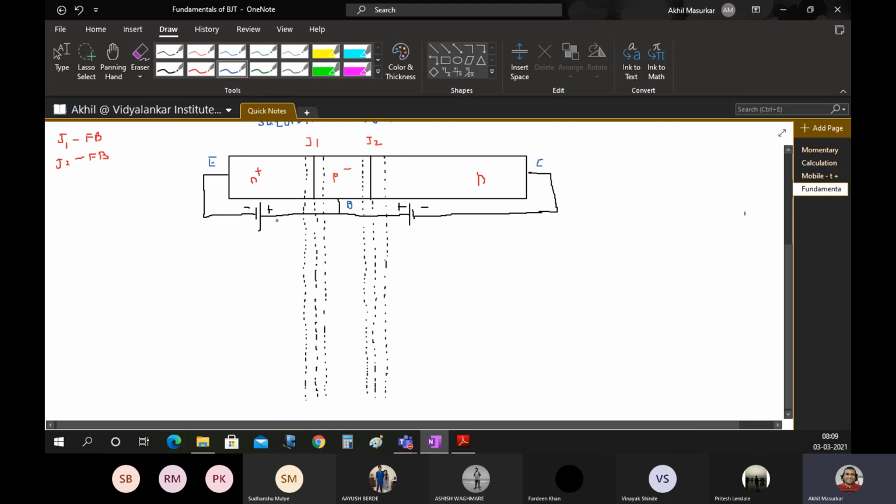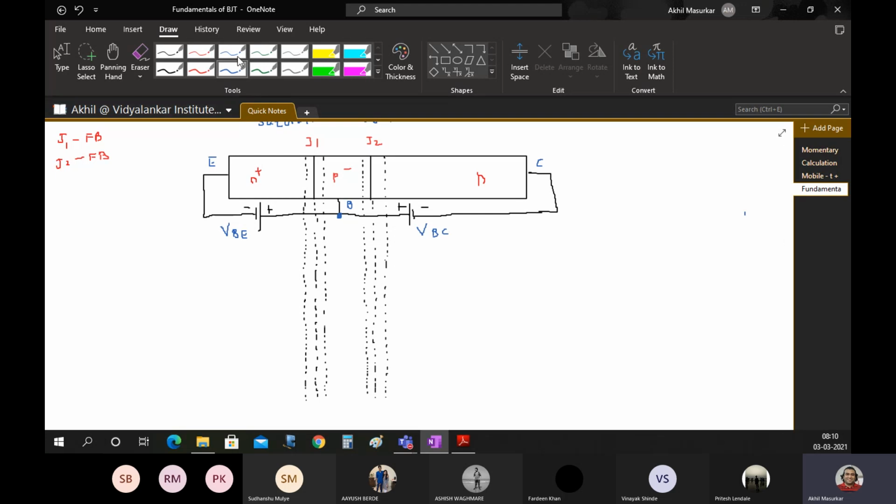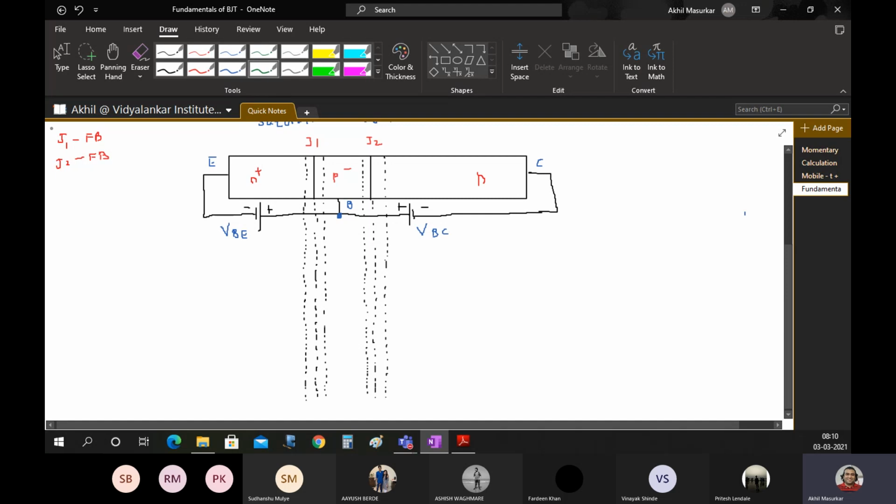So I'll call this VBE, because base is connected to positive and negative of the supply is connected to the emitter. And here I'll call this VBC, and base acts like the common terminal. So something is forward bias with respect to base and something is again forward bias with respect to base only. So this is the case that we are seeing.